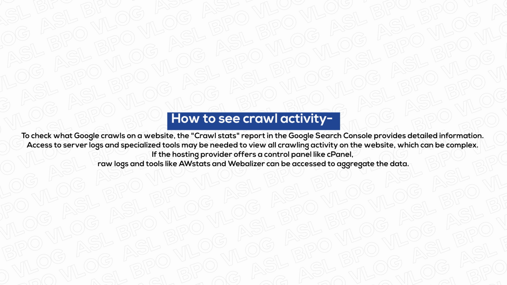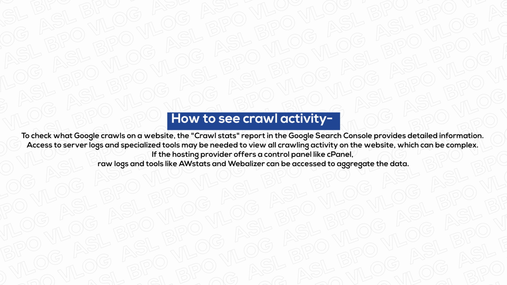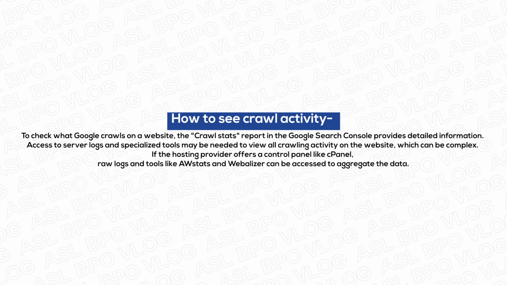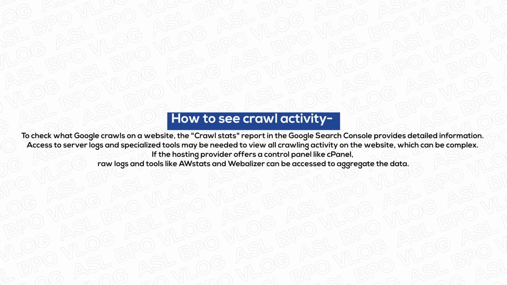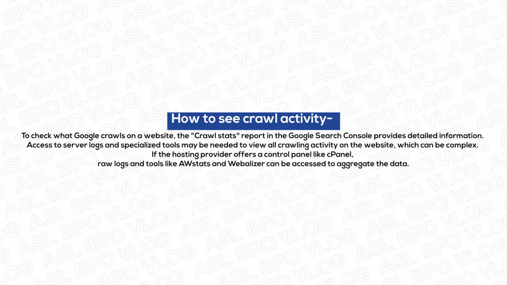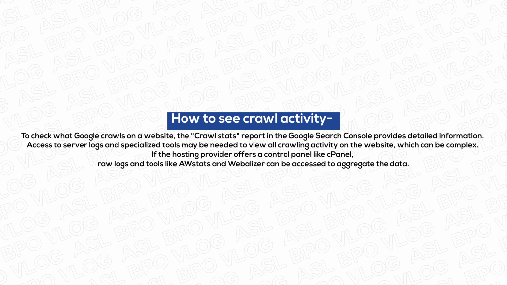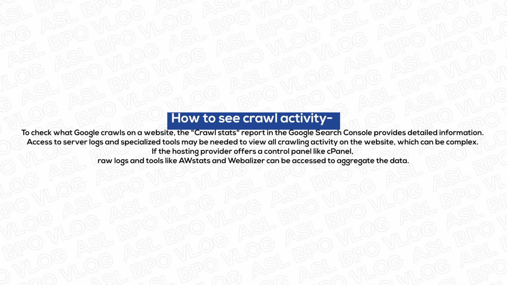To check what Google crawls on a website, the Crawl Stats report in Google Search Console provides detailed information. Access to server logs and specialized tools may be needed to view all the crawling activity on the website, which can be complex. If the hosting provider offers a control panel like cPanel, raw logs and tools like AWStats and Webalizer can be accessed to aggregate the data.